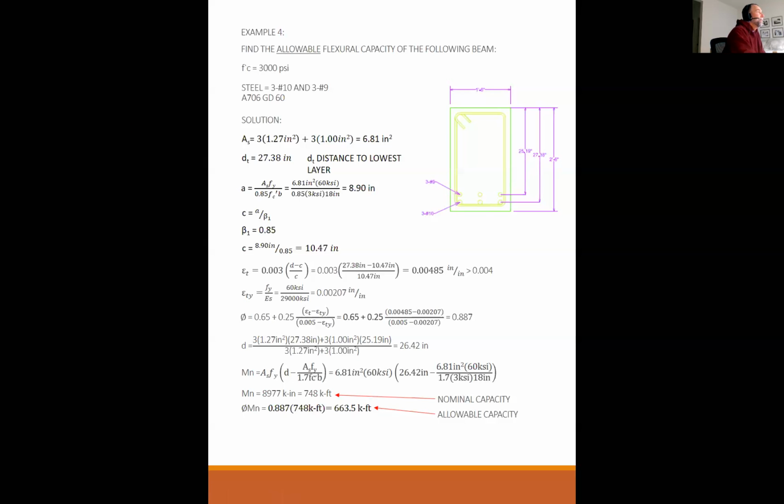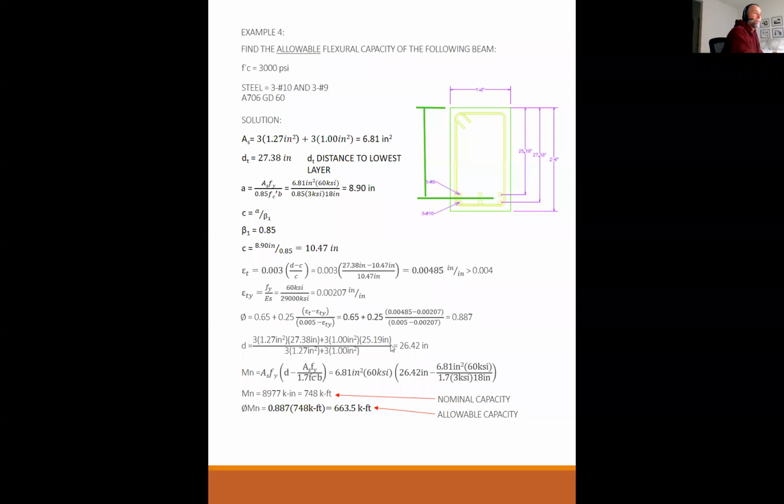So D, again, thank you for asking the question. D is actually where the centroid of the 3 number 9s and the 3 number 10s is. D for your flexural strength is the distance from the top to the centroid. And we calculated that right here.